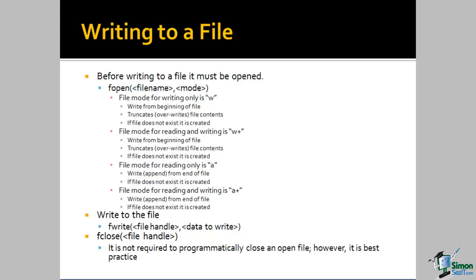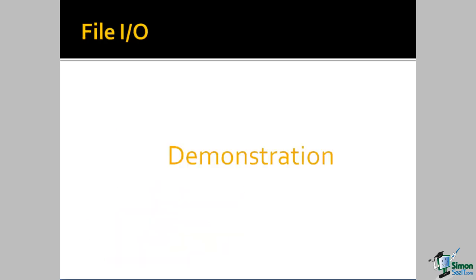When we want to write to the file, we call fwrite. We pass the handle and we pass the data that we want to write to the file. And again, not required. However, a good practice is to always call fclose when we're done with a file. So let's go look at some code.